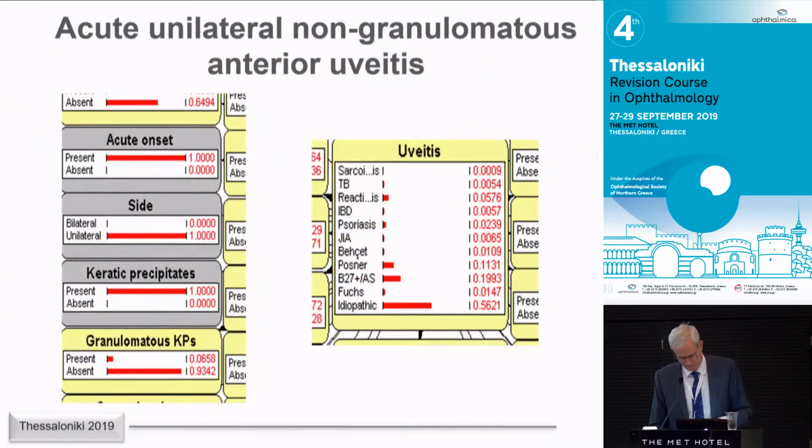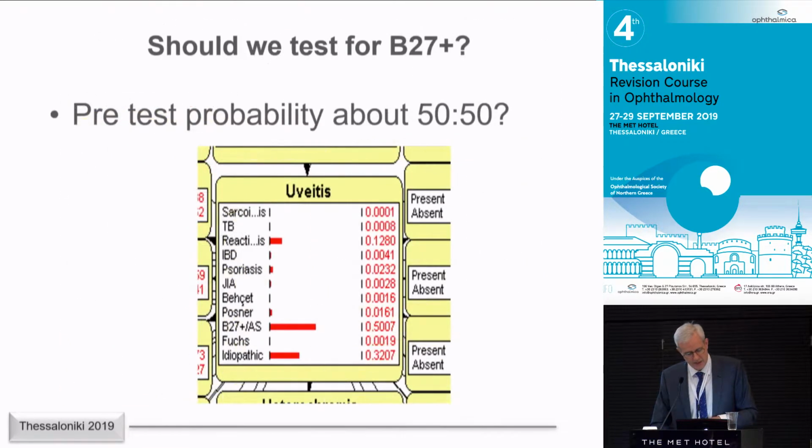This is a patient with acute anterior uveitis. The likelihood of it, this is the pre-test probability. Most of it's going to be idiopathic, actually. And then there are other conditions that we recognize, maybe like B27, Behçet's, psoriatic arthropathy. And then, should we test this patient for B27? Well, the pre-test probability is about 50-50. And so we'll think, well, should we test it?